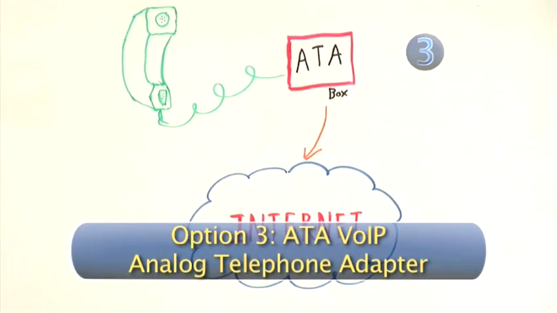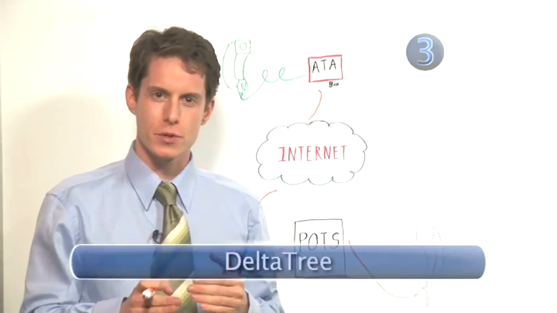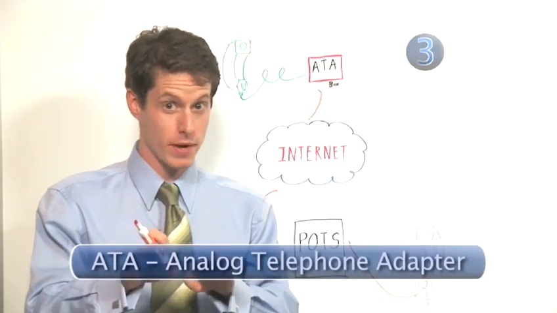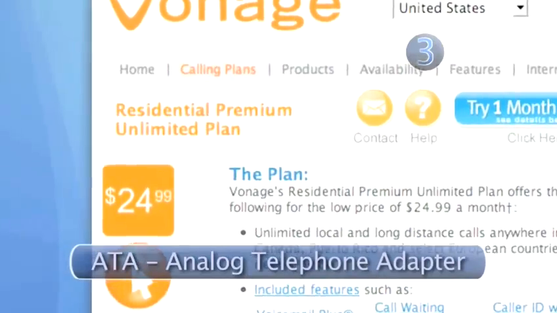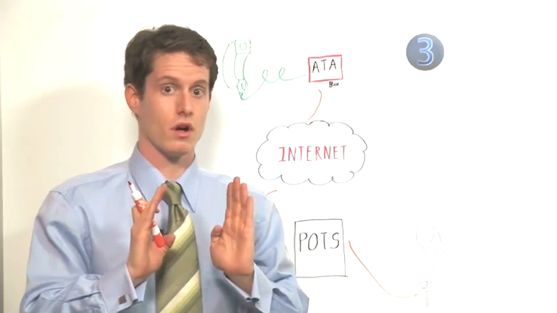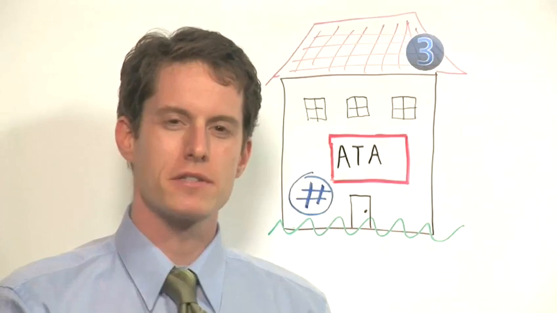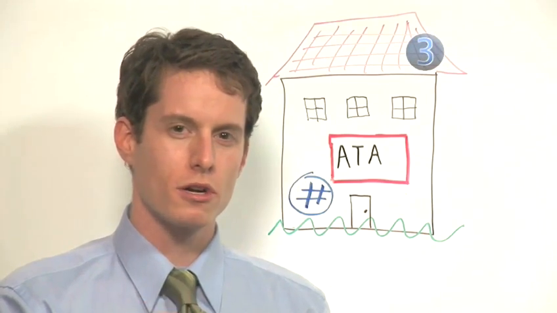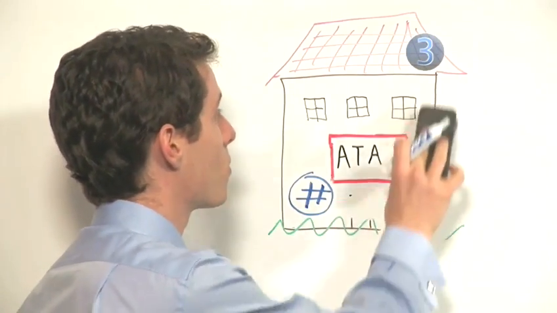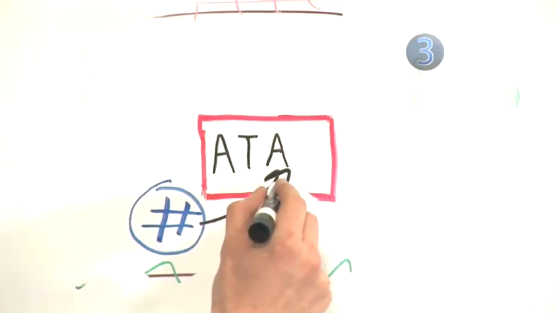Option 3, ATA VoIP. Now, Vonage and other companies like DeltaTree, Net2Phone, and 8x8 charge a monthly fee for their service. It's lower than regular phone companies, but they give you unlimited local and long-distance calls with some plans. Now, that includes calls to inside this country and outside the country as well. Now, here's the thing. Your old phone number will no longer be associated with your actual home. Instead, what they'll do is you'll fill out a form and they'll take the phone number and put it into your ATA device for you.